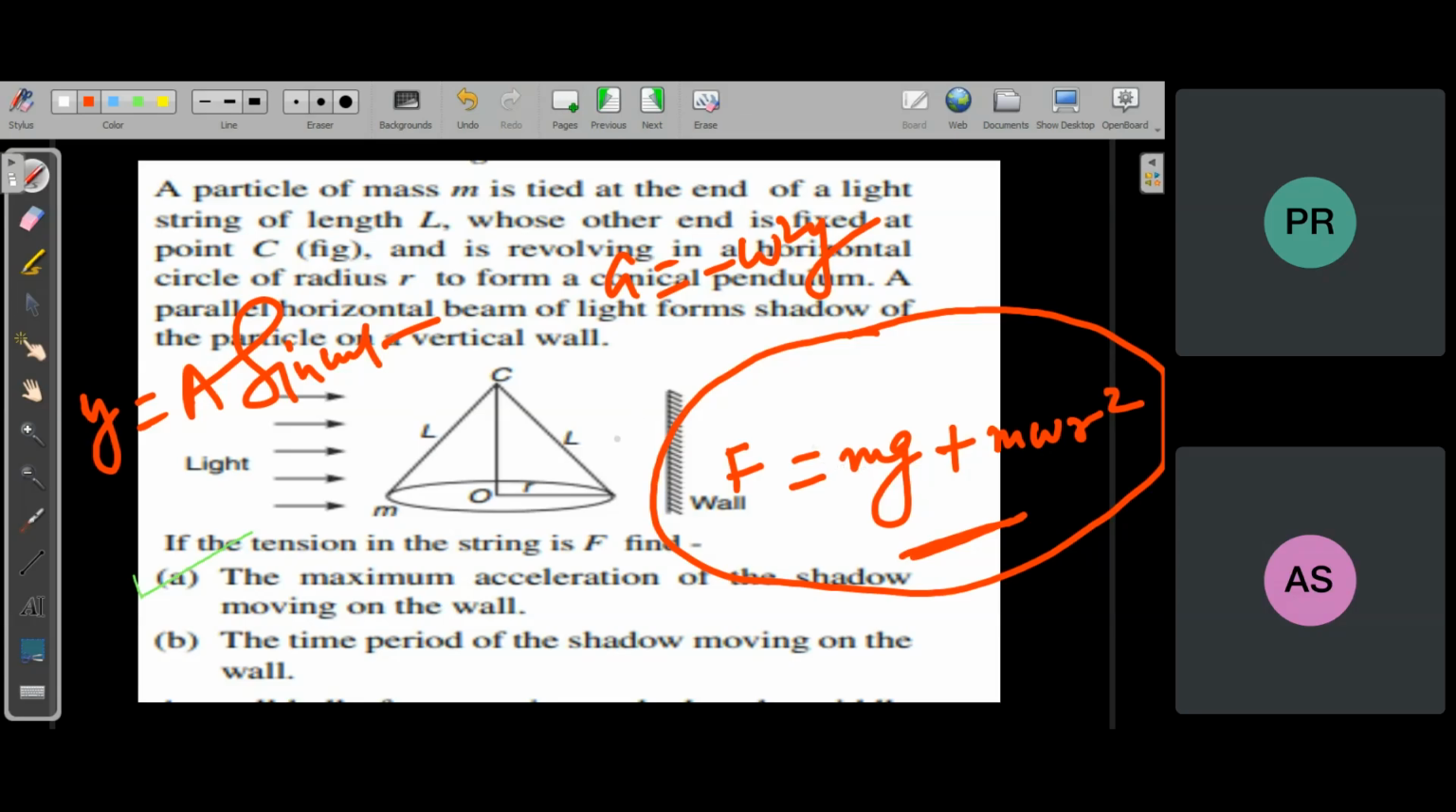For the ball, mg will act vertically downward. Yes. Sir, and the tension F will act along the string.